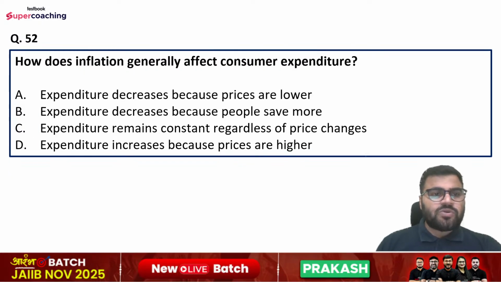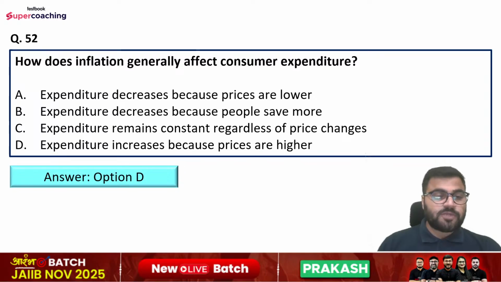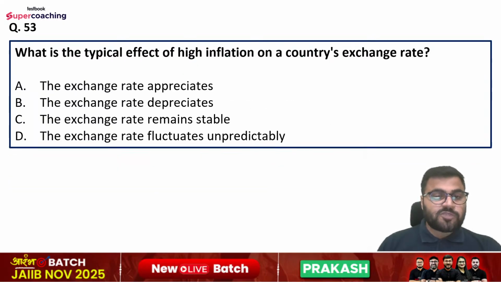Question number 52, how does inflation generally affect consumer expenditure? Options are expenditure decreases because prices are lower, expenditure decreases because people save more, expenditure remains constant regardless of price changes, expenditure increases because prices are higher. So right answer is option number D, expenditure increases because prices are higher.